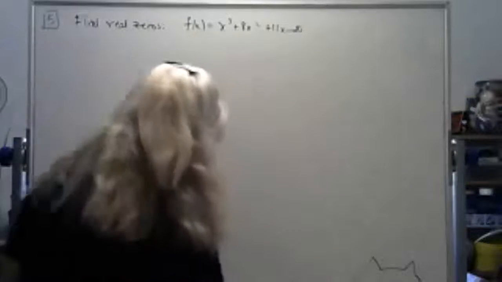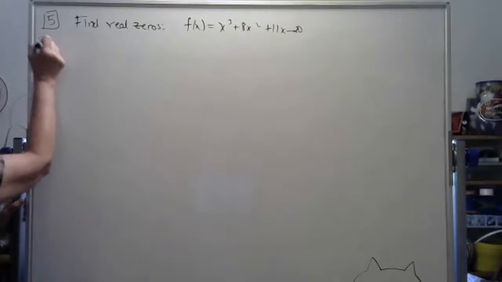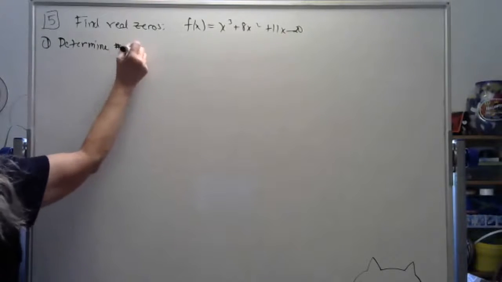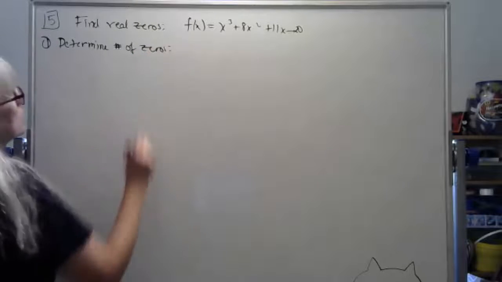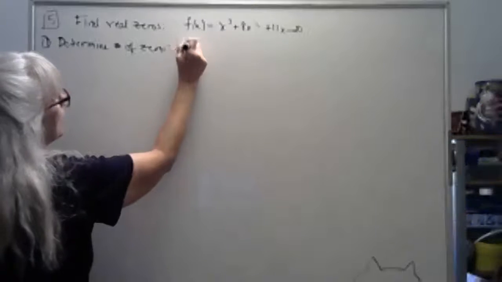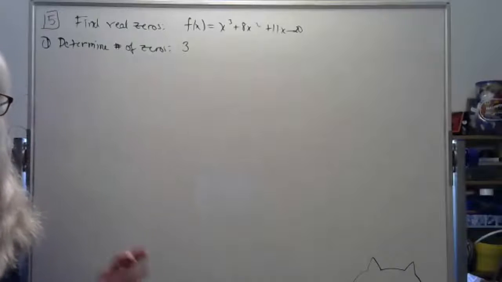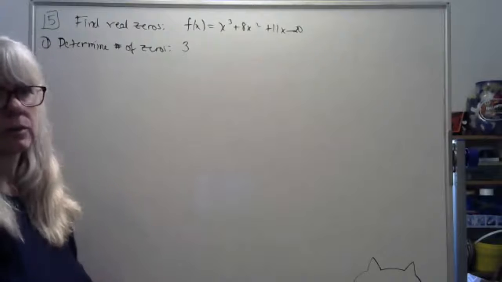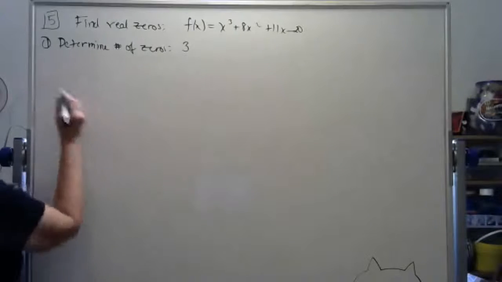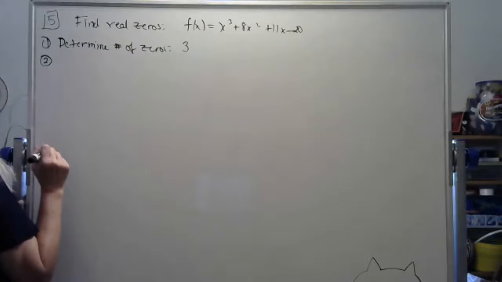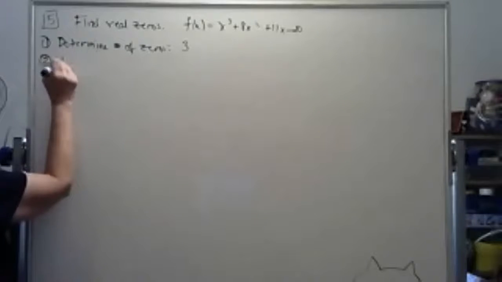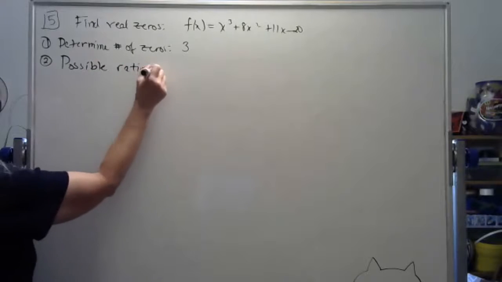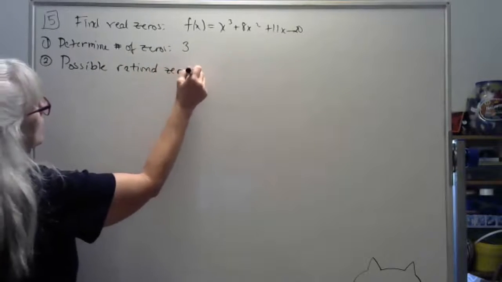So, okay, step one, we're going to determine the number of zeros. So because it's a third degree polynomial, at most it has 3 zeros. They don't all need to be real numbers. Some of them could have i's attached to them, but for today, we're only going to find the real zeros. So that's the first step, determine how many zeros you've got. Our second step is to come in and use the rational zero theorem. So we're going to list the possible rational zeros. So this is the p over q.